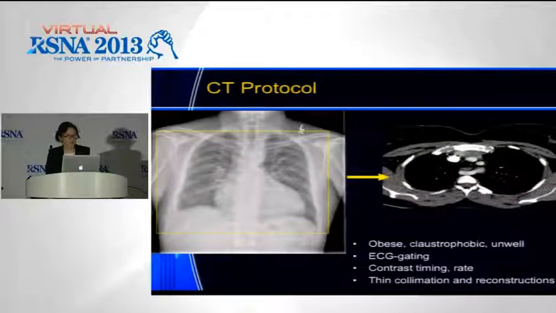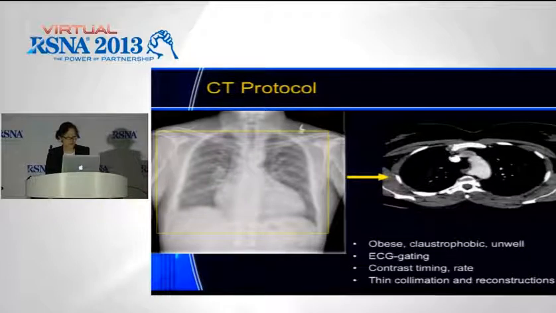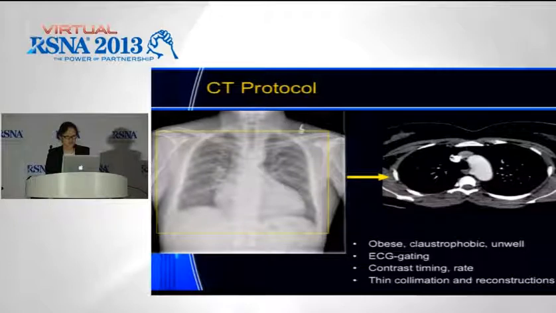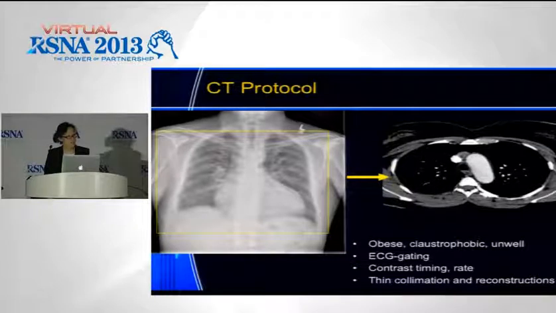We want to use ECG gating for cardiac mass evaluation, and we can choose prospective gating at a lower radiation dose. It will tend to give us more of a simply anatomic assessment. Or we can do retrospectively gated imaging and reconstruct images at different phases of the cardiac cycle to get more of that dynamic assessment. Contrast timing and rate is going to depend on what we're interested in.